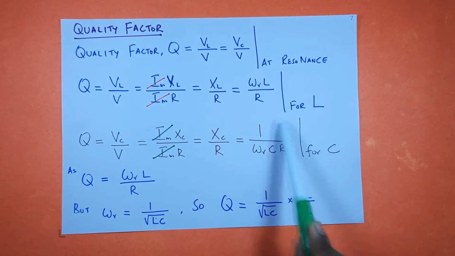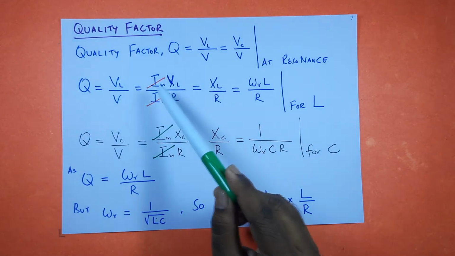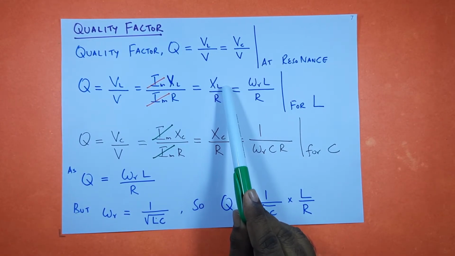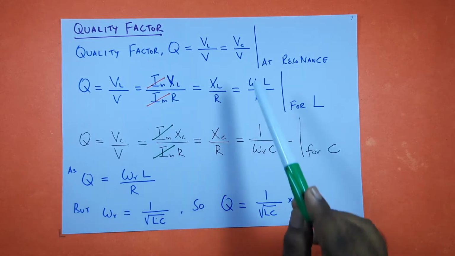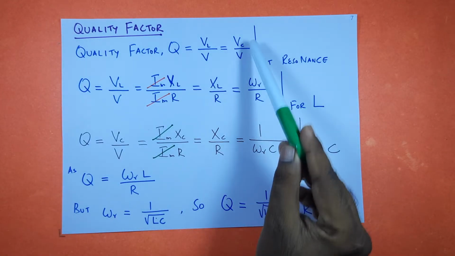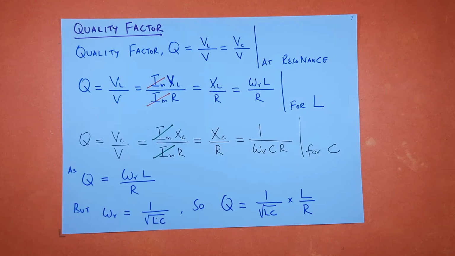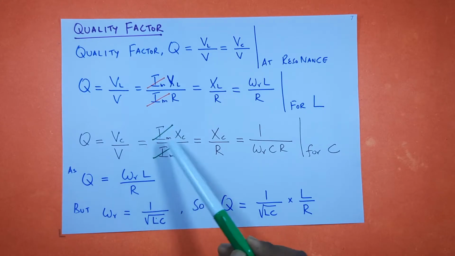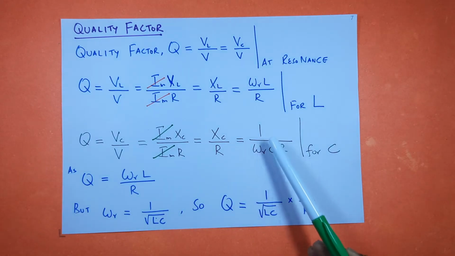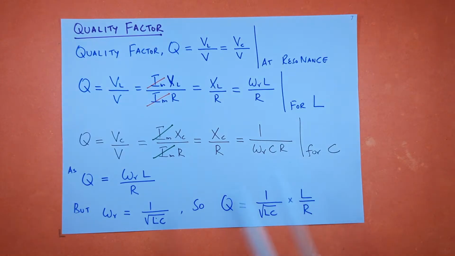This is for the case of L. IM XL, IM getting cancelled. I write XL divided by R. XL is omega R L divided by R. Now for C, that is for capacitor, this equation. Q equal to VC divided by V equals IM XC divided by IM R. IM getting cancelled. XC divided by R equal to 1 by omega R CR.